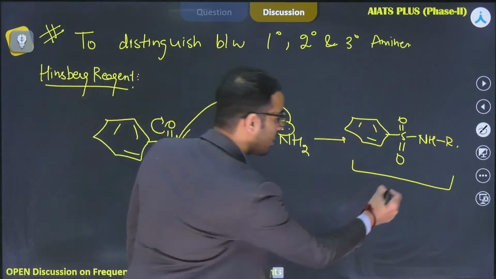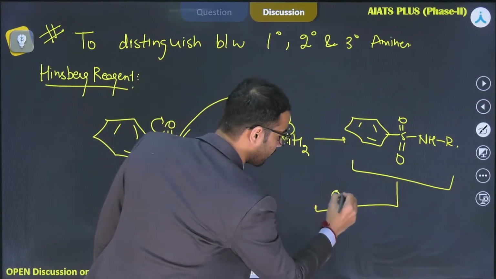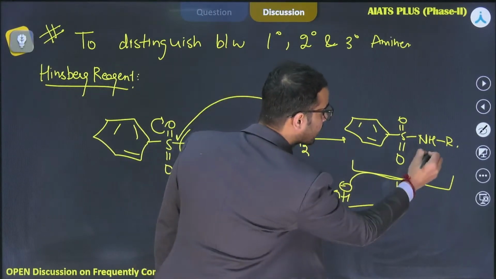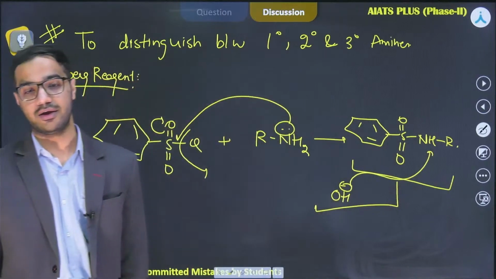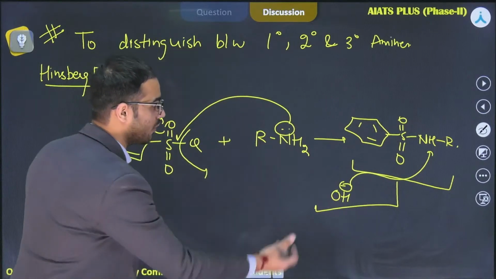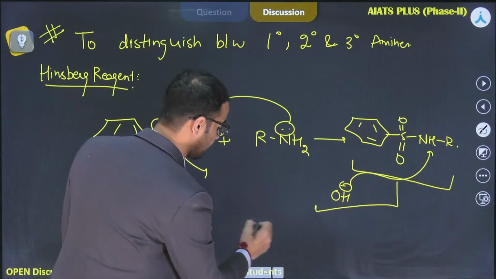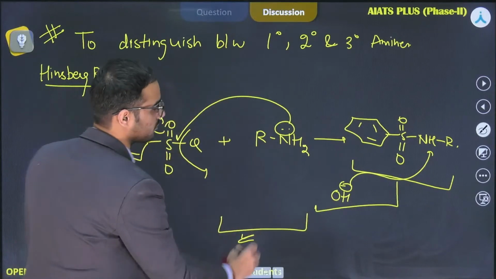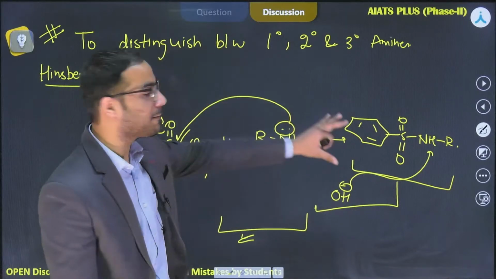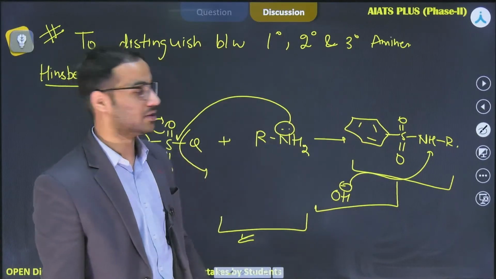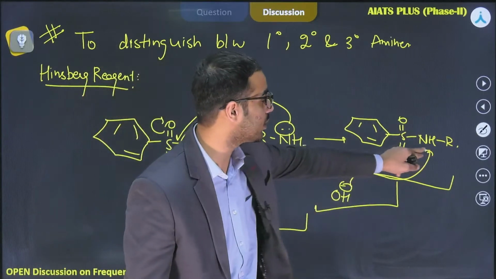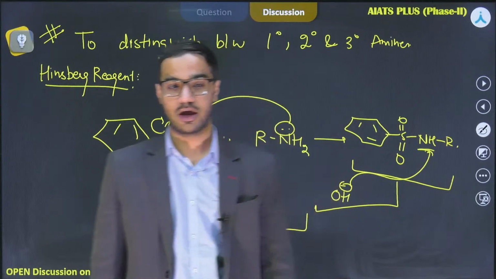And after this, if you take a base, let us say OH negative, it can abstract this proton and will form an anion. You will form the anionic species, or we can say that a soluble species is formed. Yes, we can say that primary amine is soluble in alkalis after reaction with this, because of the presence of acidic hydrogen at this nitrogen. I hope this is clear.